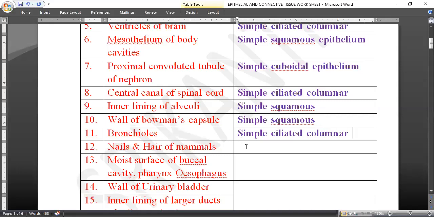Okay, that's it till that time. Then we continue with the compound epithelium. These are all examples for simple epithelium. So you need to practice here. Continuous practice of this is required.